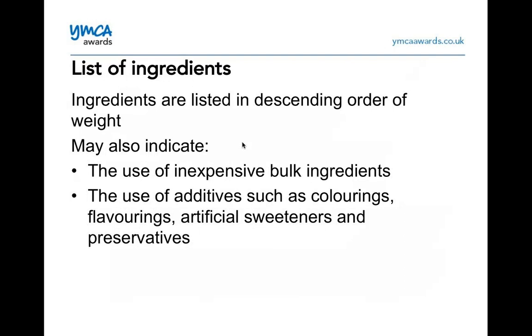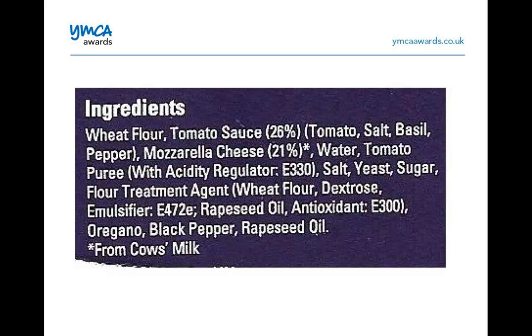List of ingredients. Ingredients are listed in descending order of weight. So it may also indicate the use of inexpensive bulking agents, and additives such as colorings, flavors, artificial sweeteners, and preservatives. For example: wheat flour, tomato sauce, salt, basil, rapeseed oil, antioxidant. So you're able to look at everything on a food label and see what the highest percentage is first and follow it down. I'm looking at the fact that it's got sugar, so it's got dextrose, it's got more sugar, it's got emulsifiers, it's got E numbers. So I'm looking at all these things that are going to be negative for it.